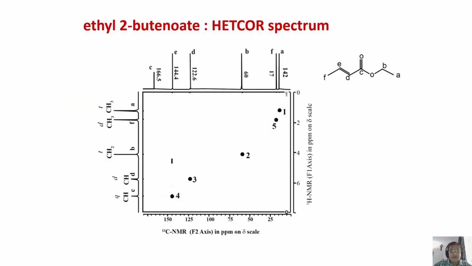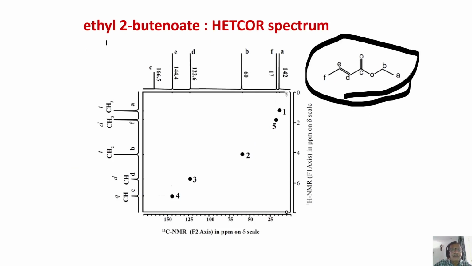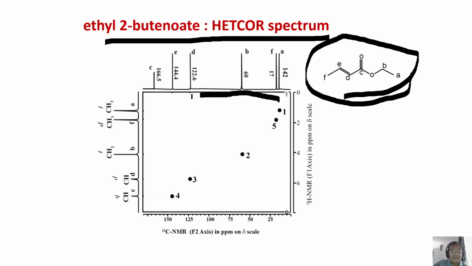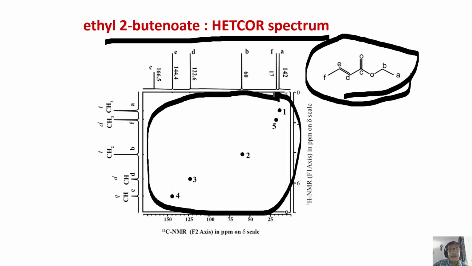Without going into the details, the same molecule is taken. Look at 2-ethyl butyrate, which we analyzed. This is the proton spectrum. This is the HETCOR spectrum. I'm sorry, this is the carbon spectrum. This is the proton spectrum, and its projection is plotted on top of it. And this is really the 2D HETCOR spectrum.